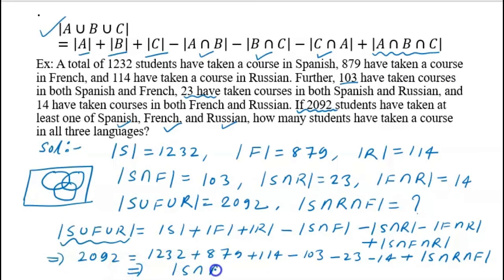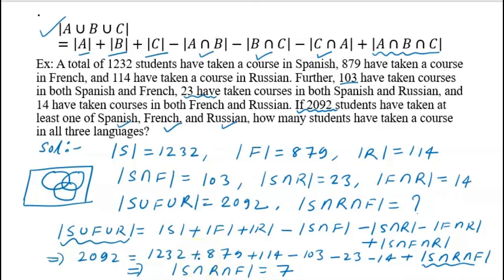S intersection R intersection F will be equal to, you bring all these terms in the left hand side, so this will become minus minus minus and this all will become plus, so the value will be equal to 7. You can verify it, that you keep it in one side and take all other values in the other side. So the total number of students who have taken Spanish, Russian and French is equal to 7.